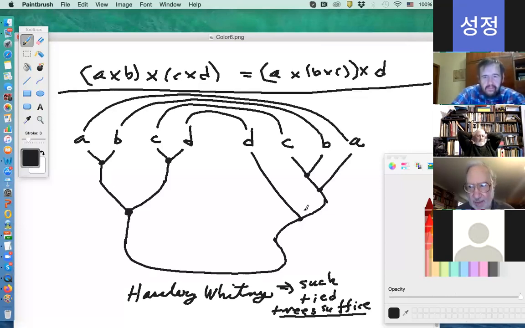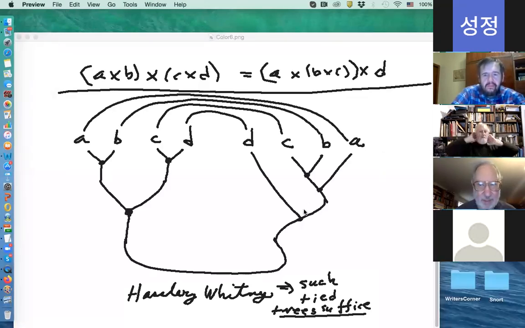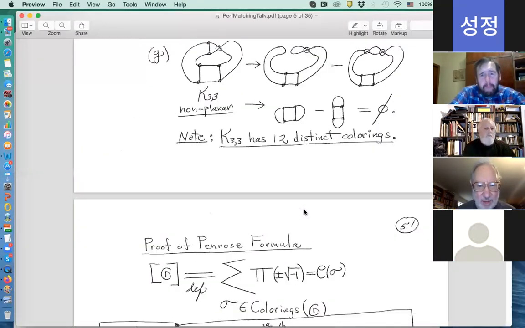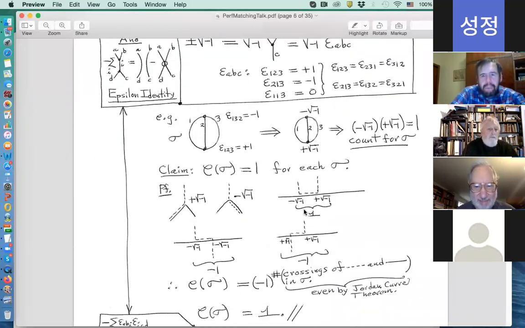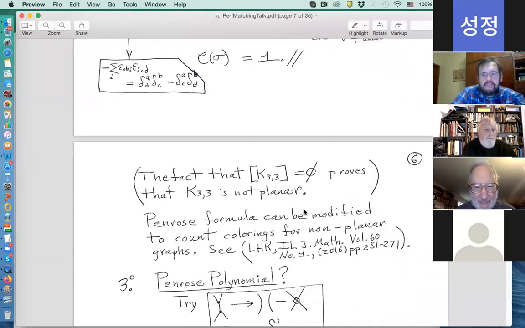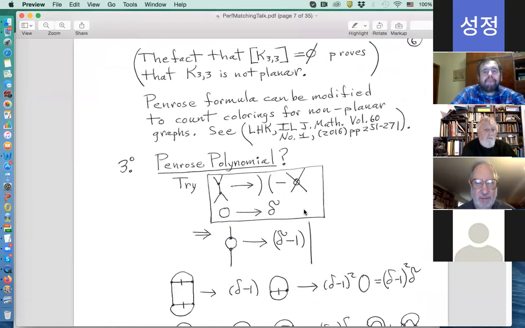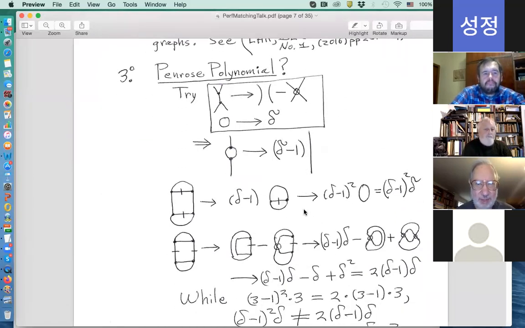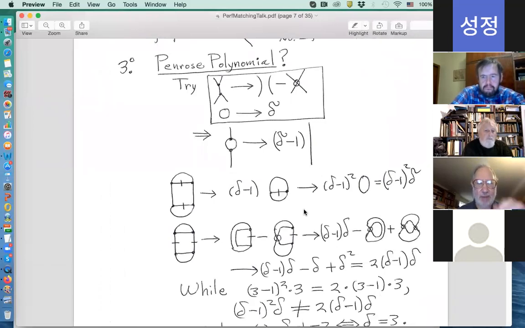And now let's go back to what happens in the present project. So we're going along, and we've proved the Penrose formula. Here it is. We don't have to look at it again. But now comes another question that is very natural here, and that is, what about a Penrose polynomial? Why can't we take this gain relation of Penrose and turn it into a more general polynomial? Why not, for example, take the loop and make it into an arbitrary variable delta?